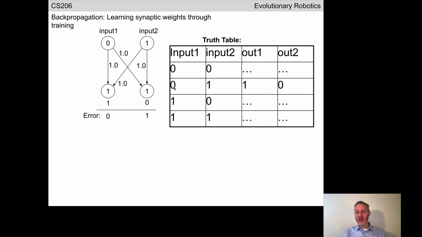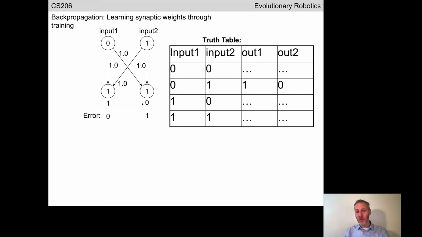If we take 0 and 1 and plug these into the input layer and propagate it through, 0 times 1 plus 1 times 1 is 1. 0 times 1 plus 1 times 1 is 1. We're not going to worry about the activation thresholds for now. We'll just assume that they're not here. So we have 1 and 1 at the output layer, but we wanted 1 and 0.